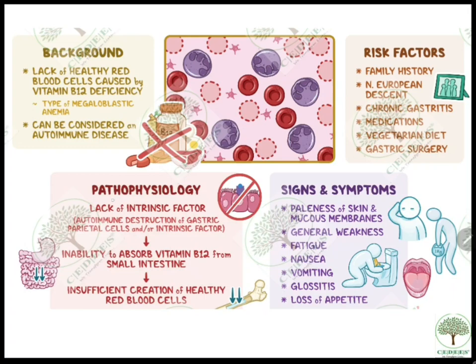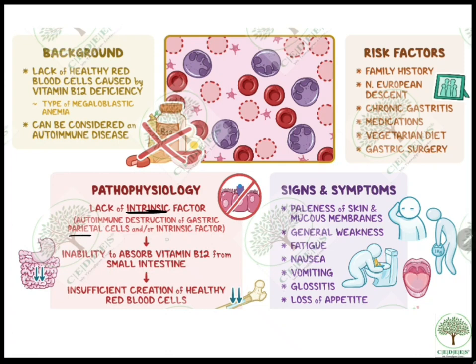So what happens in pernicious anemia? There's something known as the intrinsic factor of Castle, which is a glycoprotein. It's produced by the parietal cells of the stomach, or the gastric parietal cells. Now what happens in pernicious anemia is that there is destruction of the parietal cells. So it's an autoimmune condition. So there are autoantibodies which are formed against the parietal cells.